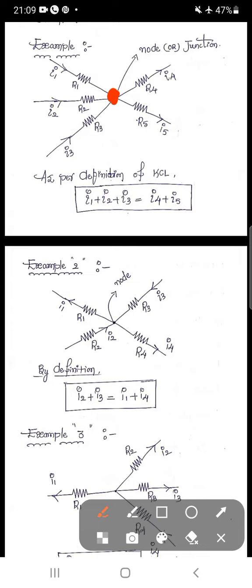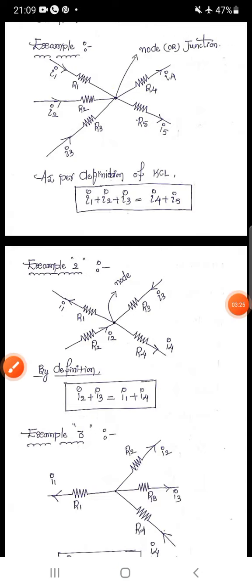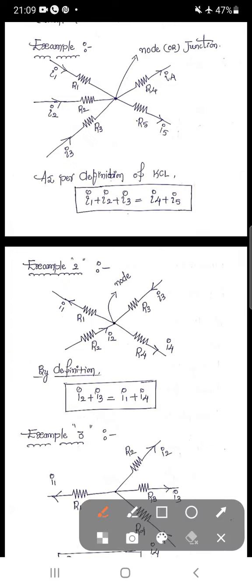So we need to identify the directions, and with the help of Kirchhoff's current law definition we can write the equation. In this network, I1 is incoming to the junction, I2 is also incoming, I3 is also incoming, but I4 and I5 are outgoing from the junction. As per the definition of Kirchhoff's current law, at any junction point the sum of incoming currents must be equal to the sum of outgoing currents.